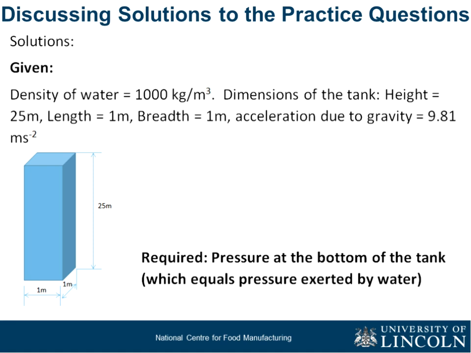So we've been told that the area here is 1 meter by 1 meter. Now at the bottom you can see 1 meter by 1 meter. We've been told that the height of the tank is 25 meters, and this is 1 by 1, and we want to find the pressure at the bottom of the tank. Now, don't forget, when we started, I said that pressure equals the weight.